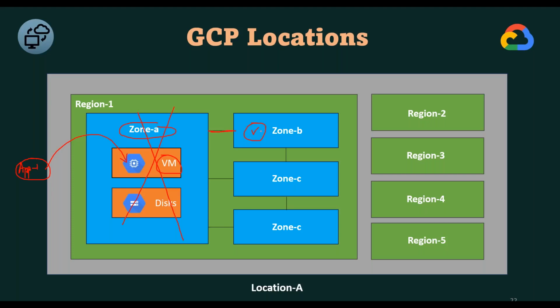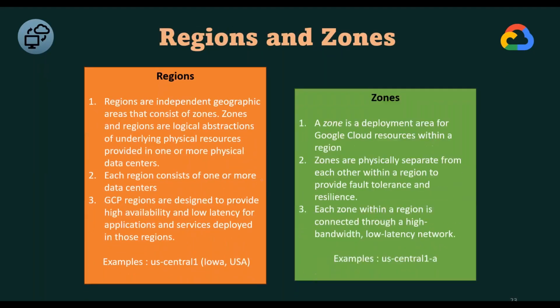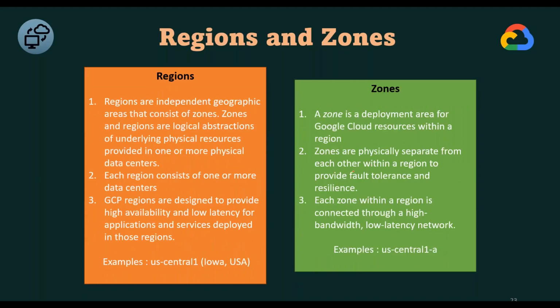This is called replication. Even though zone 1 is crashed due to some failovers, you will still have your data, and your users can stay connected to your zone B. That is the main intention of mentioning the point called fault tolerance. So you see here, zones are physically separate from each other within a region and provide fault tolerance and resilience. How, sir?